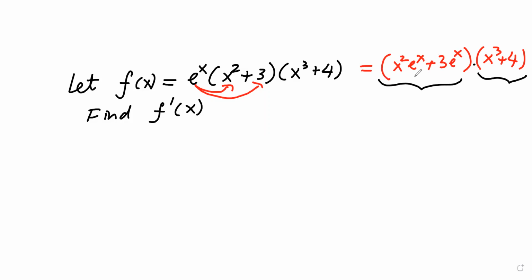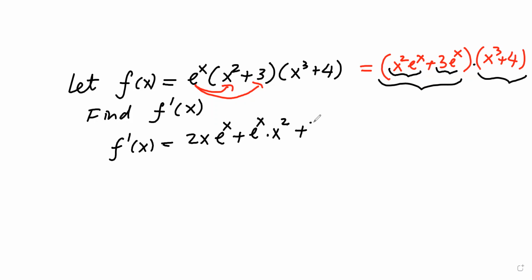So this is my first function, and this is my second function. So derivative of the first function is, now I'm going to take the derivative of each term, of course, but the first part is a product of two functions. So I will use a product rule there. So that's going to be derivative of x squared, that's 2x times e to the x, plus derivative of e to the x is e to the x times x squared, and then plus the derivative of the second term, which is 3 times e to the x.